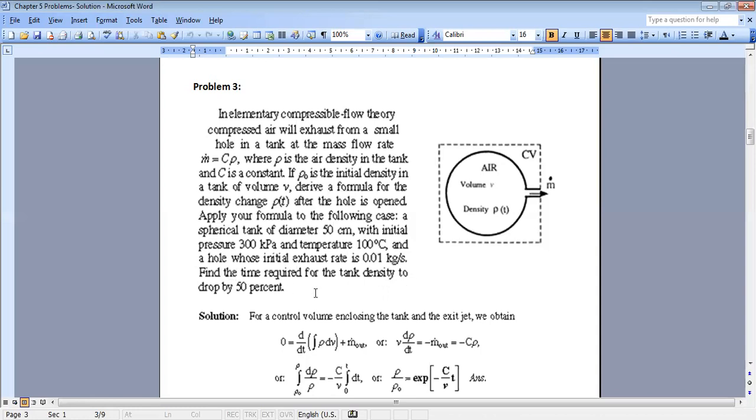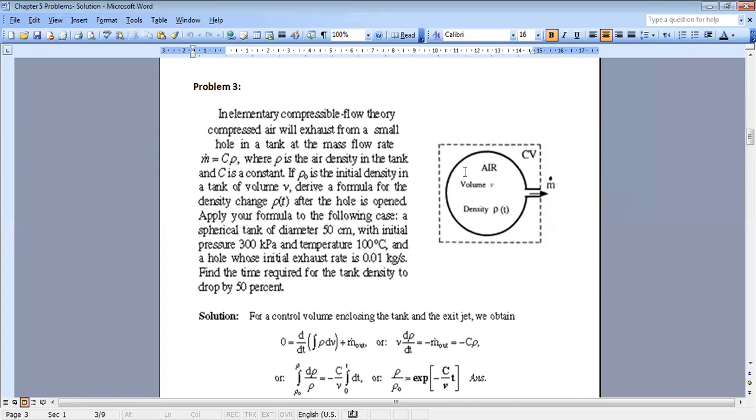Okay, so let us solve step by step this problem. First, you have a compressible flow. When you have a compressible flow, this means that the density rho can change. Okay, and here they gave us m dot as a function of rho. So m dot that is flowing out from the hole is a certain constant times rho. So the higher the density in your tank, the higher will be the exiting mass flow rate.